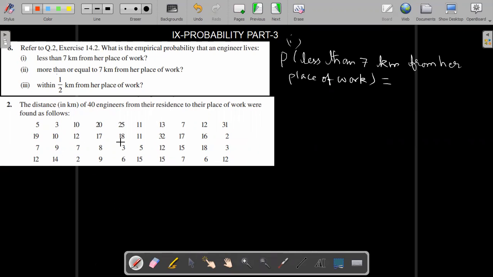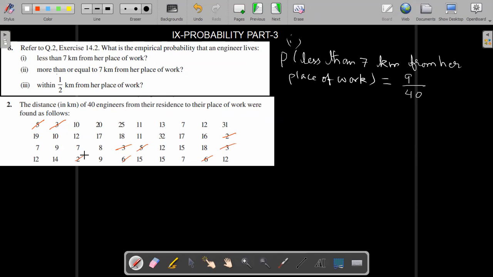Now, less than 7 kilometers. So from this we have to take less than 7 kilometers: 5, 1, 3 kilometers, less than 7, not 7. Less than 7, 2, not 7, 8, 3, less than 7, 5, less than 7, less than 7, then 14, 2, less than 7, 6, less than 7, 6, less than 7. So how many are less than 7? 1, 2, 3, 4, 5, 6, 7, 8, 9. So 9 less than 7 out of 40.